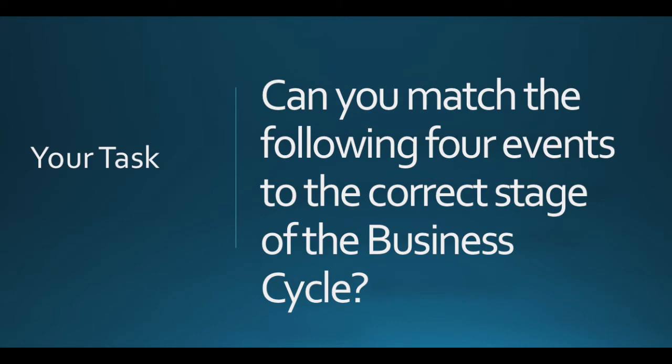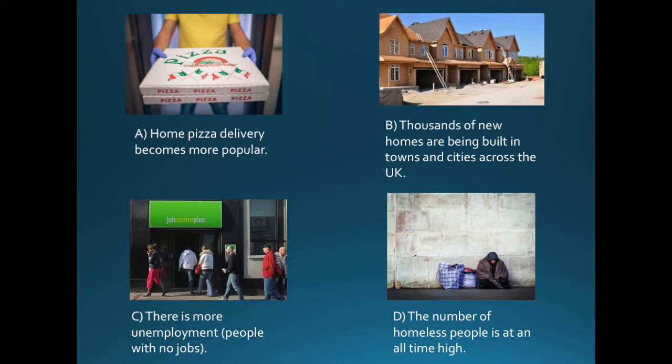So now it's your turn to test what you've learnt. Can you match the following 4 events to the correct stage of the business cycle? Let's take a look at the 4 events. Okay, so A, home pizza delivery becomes more popular. Now, which stage of the business cycle do you think A relates to? B, thousands of new homes are being built in towns and cities across the UK.